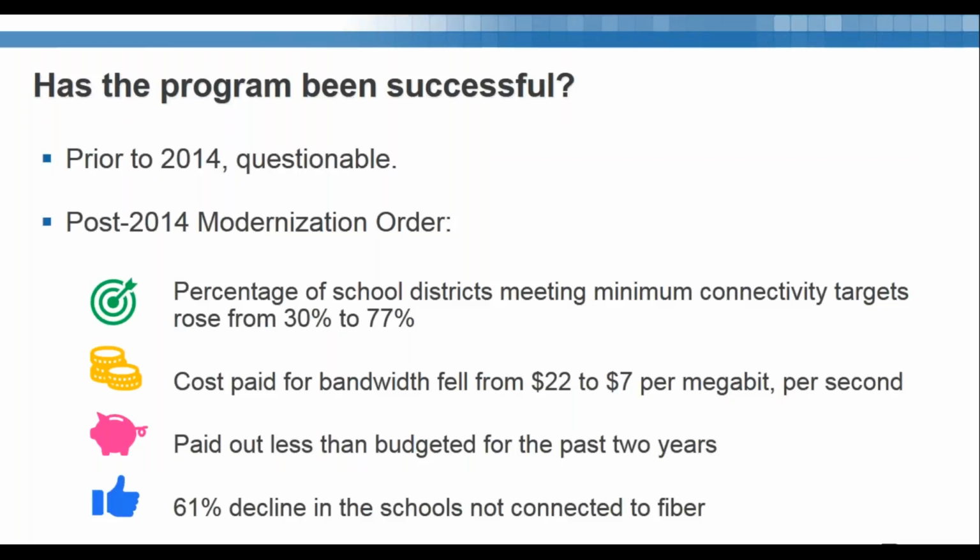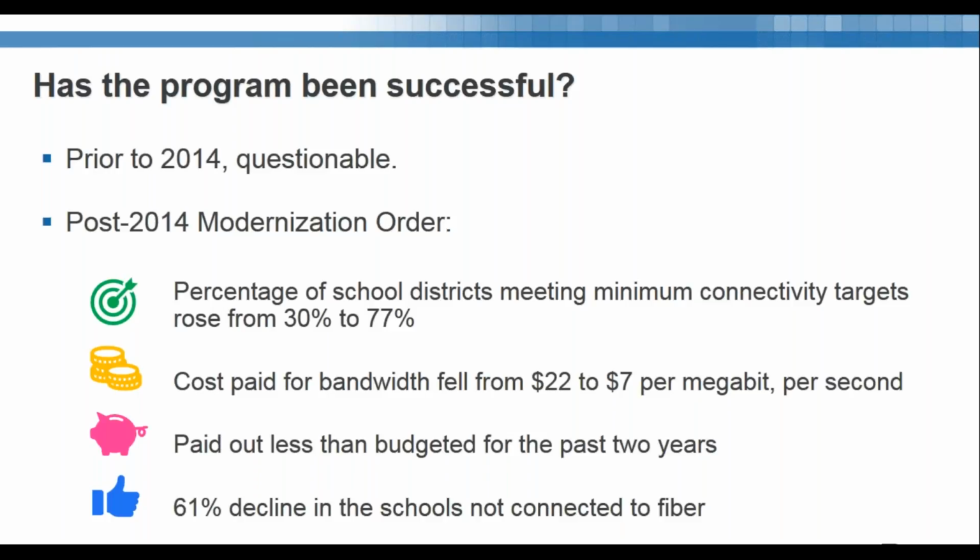So, has E-rate been successful? There's a lot of mixed opinions on this. In my opinion, I would say prior to 2014, it is questionable, closer to no. Post-2014 modernization order, there's definitely been a lot of tangible results that we've seen. So if we go over those, the percentage of school districts meeting the minimum connectivity targets that we talked about at the beginning rose from 30% to 77%. This is as of January of this year.